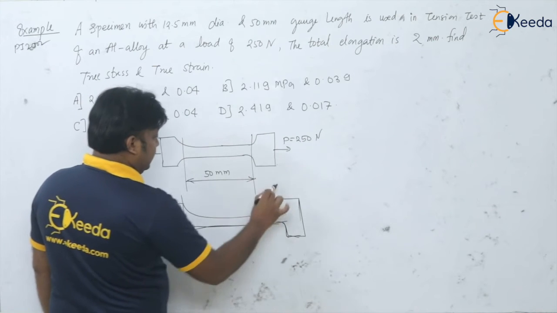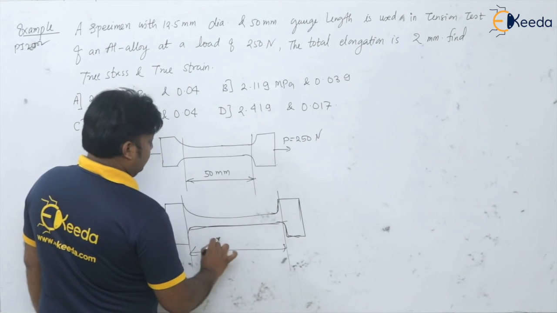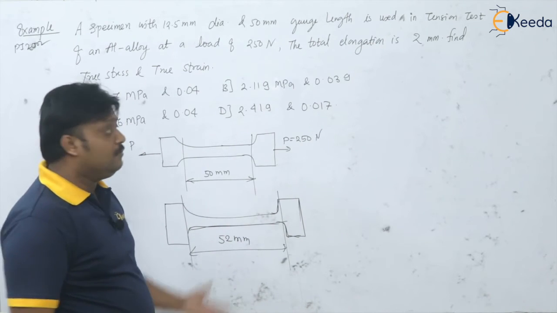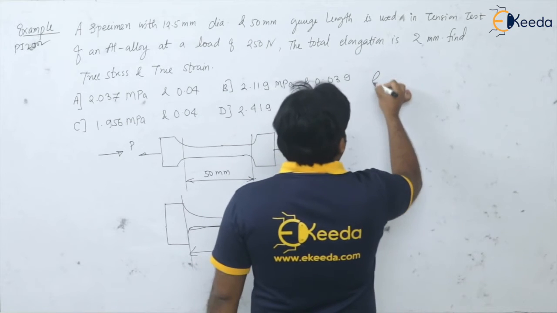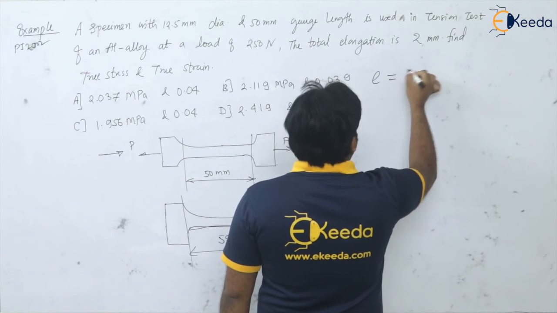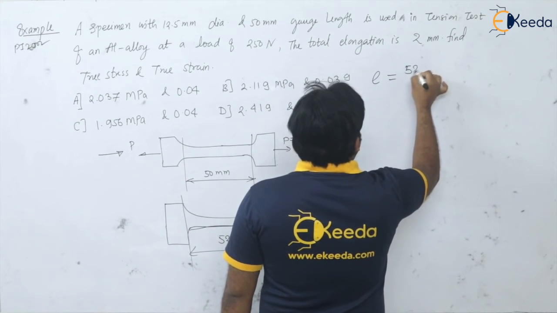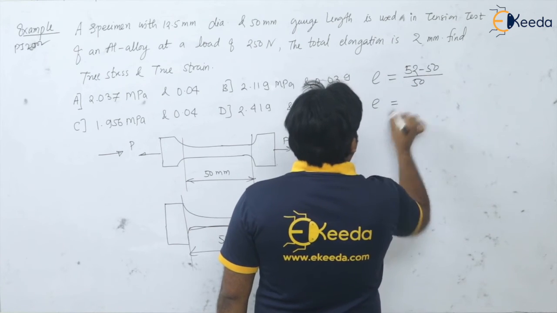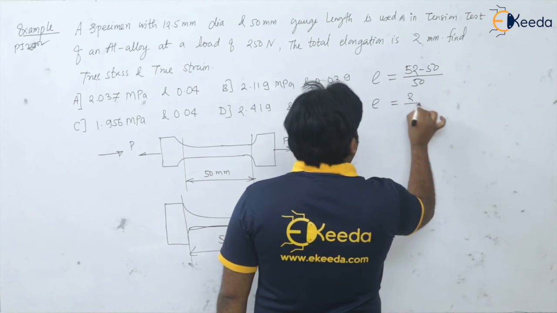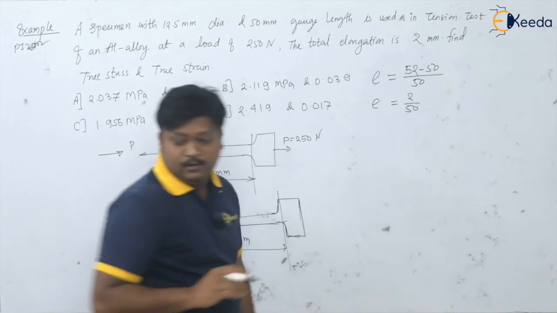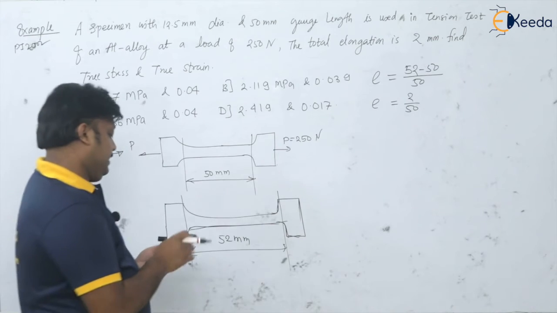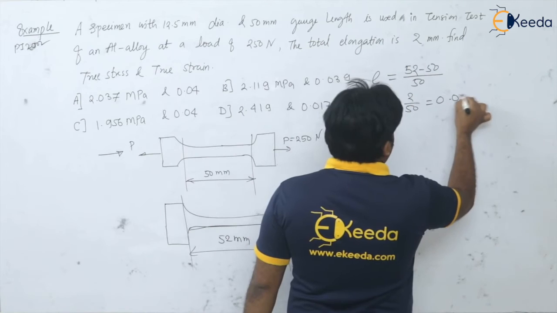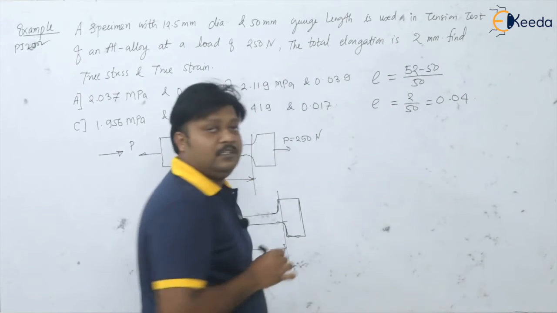So this increased length, we got it as 52 millimeter. From this, very simple, we can calculate the first thing, that is the normal strain. What is the change in length? That is 52 minus 50 divided by 50, isn't it? So normal strain will be 2 divided by 50. Let us calculate this. 2 divided by 50 is 0.04. But they are asking for the true strain.